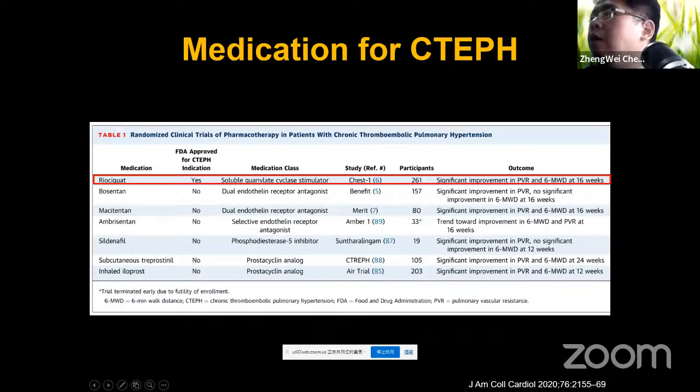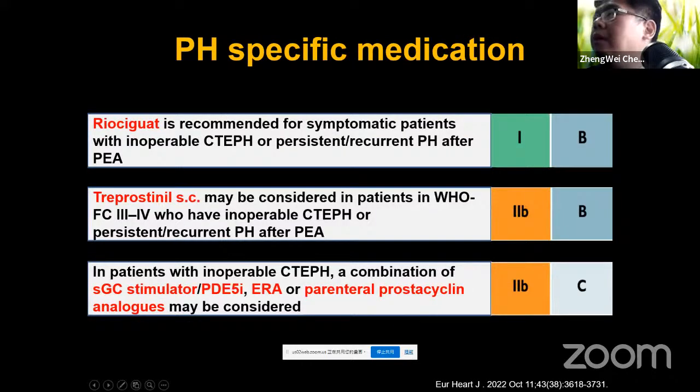As to the medication for CTEPH, riociguat remains the only FDA-approved medication for CTEPH. Besides riociguat, there are also some options like subcutaneous treprostinil, and other combination therapy may be considered in inoperable CTEPH patients, but this is a class 2B recommendation.